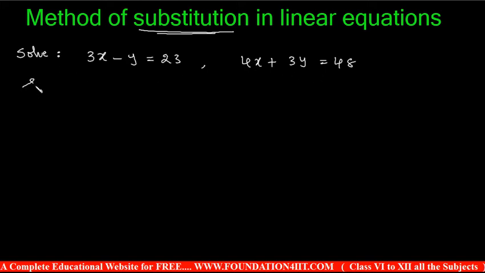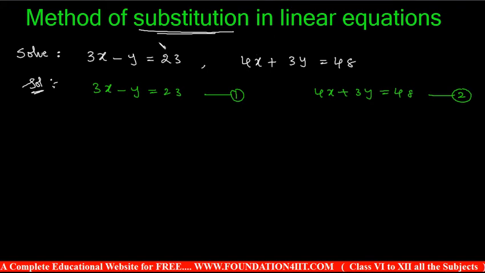So for that solution, we need to take both. Let us take the first equation, 3x minus y is equal to 23. Let it be equation 1, and 4x plus 3y is equal to 48 is equation 2. So these are linear equations in two variables, x and y. From the first equation, we should find the value of one of the variables, either the x value or the y value. I am finding the value of y.